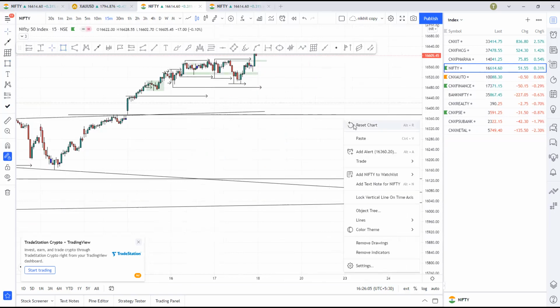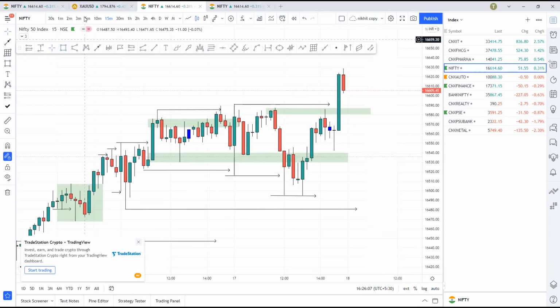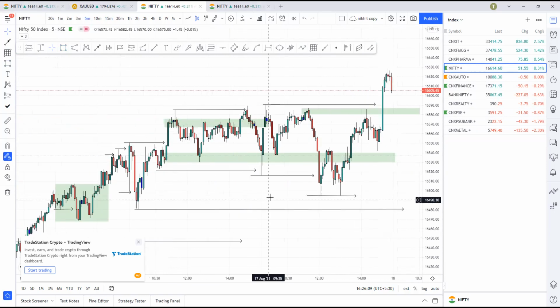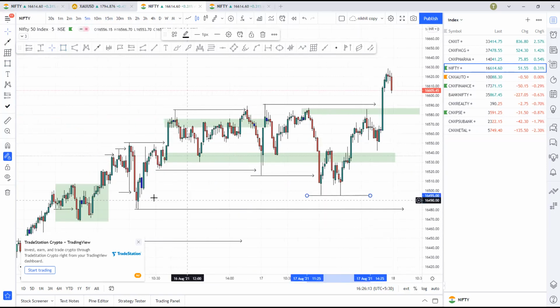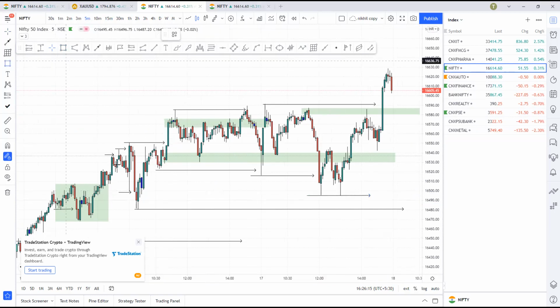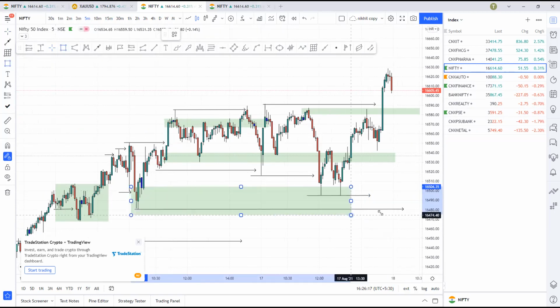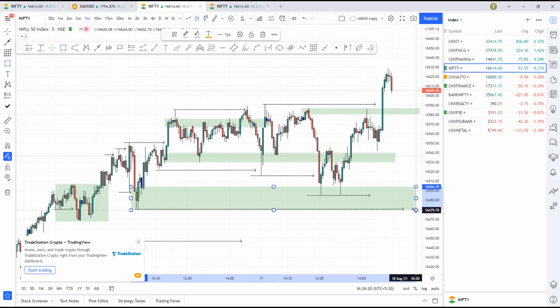Let's come to Nifty today. On Friday I took a short entry on Nifty. I exited all my positions at 16,500 because there was an order block at this price. We made a double bottom and the market pushed up.